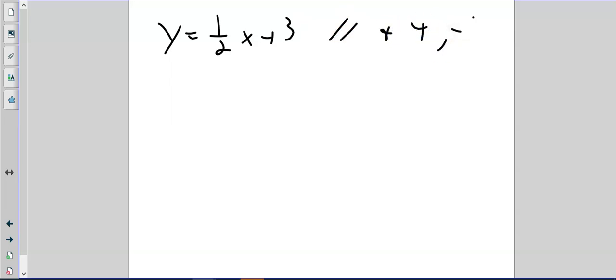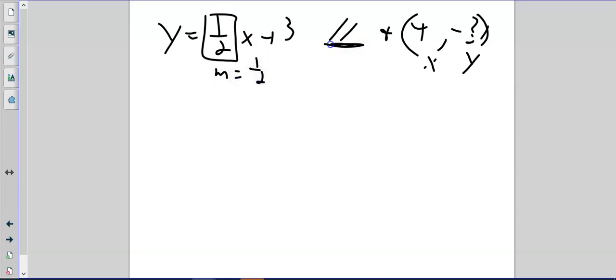All right. Now, we did these in class. Just going to review it. If I give you a line, y equals 1/2 x plus 3, and I say I want you to give me the equation of a line that is parallel and goes through (4, -3). Remember, this is x, this is y. Now, first off, we want to identify the slope. M is 1/2. If we're looking at parallel, that means this slope will also be 1/2.